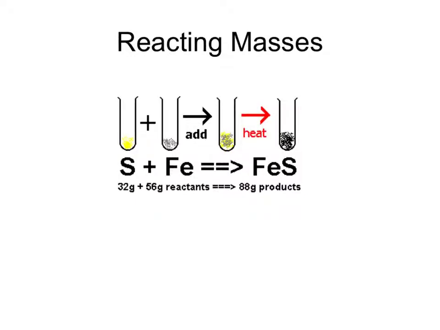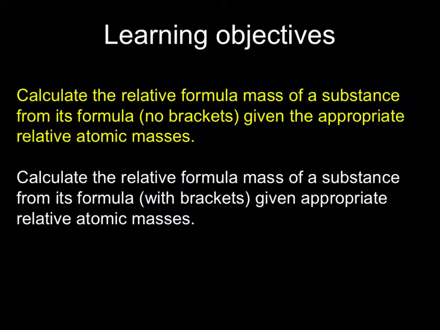This tutorial looks at the idea of relative atomic mass and how we can use figures from the periodic table to work out how much product we might get if we know how much reactant we're starting with. As usual, the specification content is on these black slides.